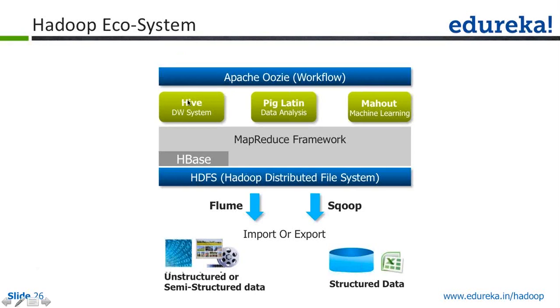Then Hive is the data warehousing tool, Pig is the data analysis tool, Mahout is machine learning, Apache Oozie is the workflow management tool. We'll be looking at each of these tools and their applications as we go forward. Yes, MapReduce framework works directly on the HDFS, and I'll also tell you what is MapReduce in a while. I'll give you a small example of MapReduce as well.